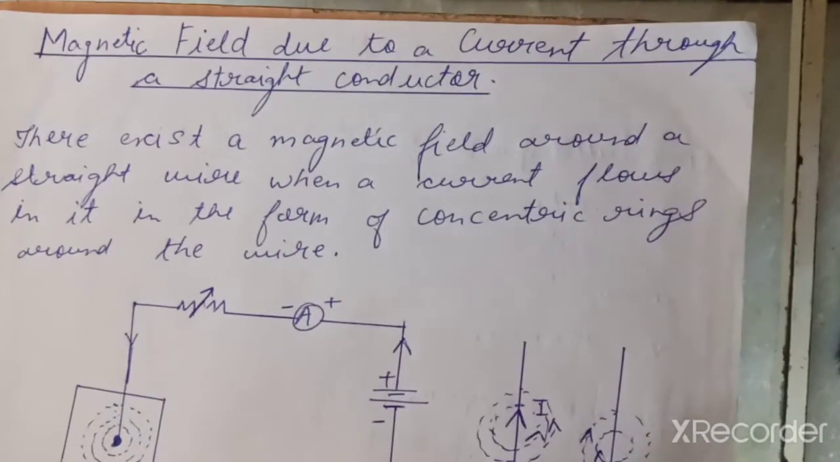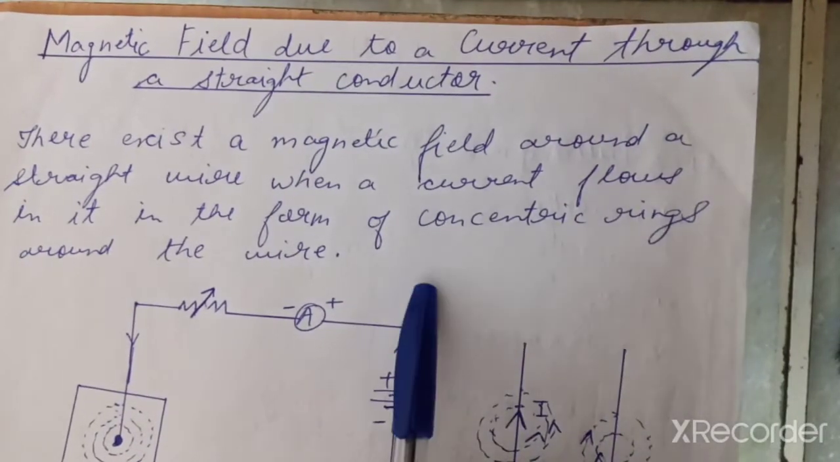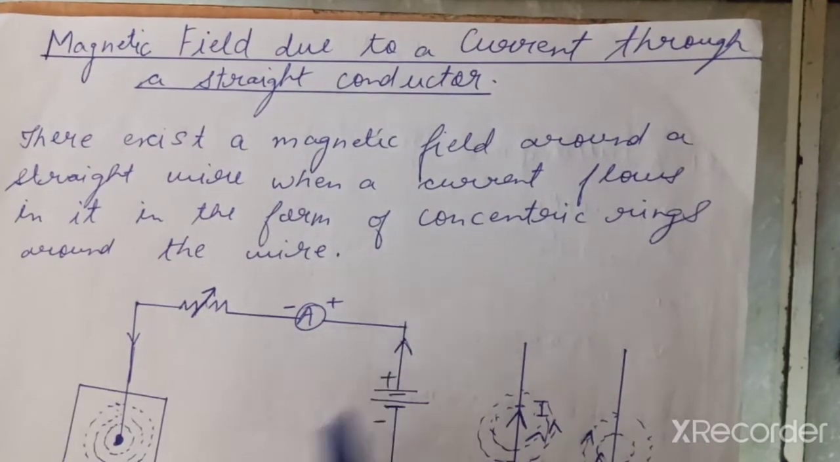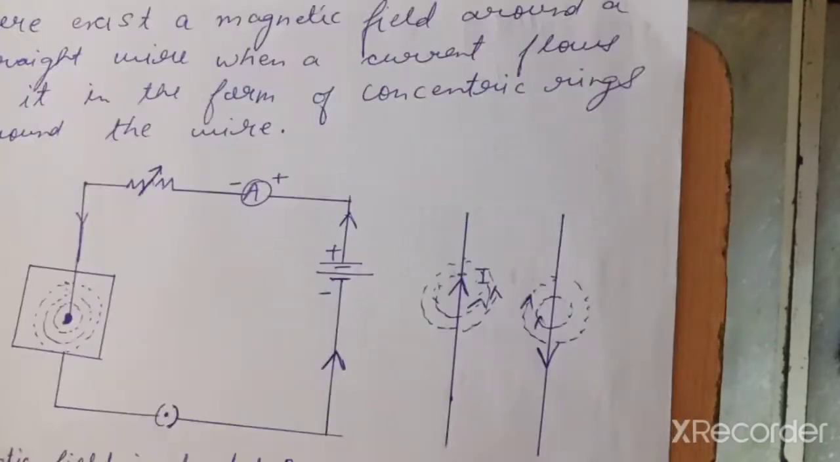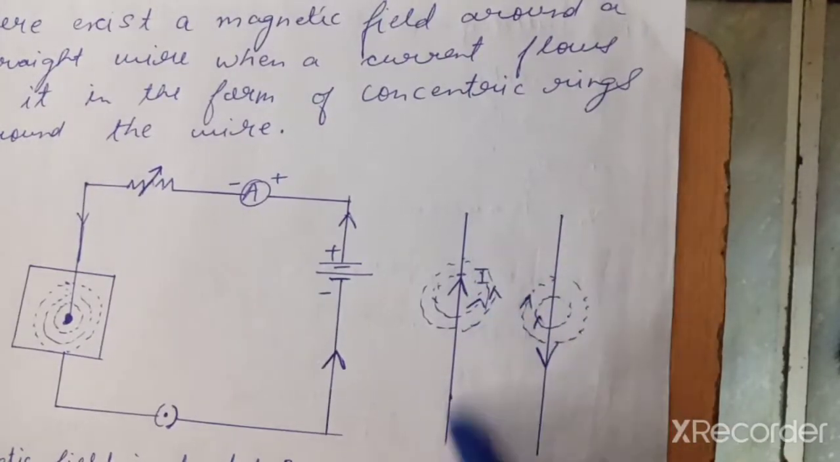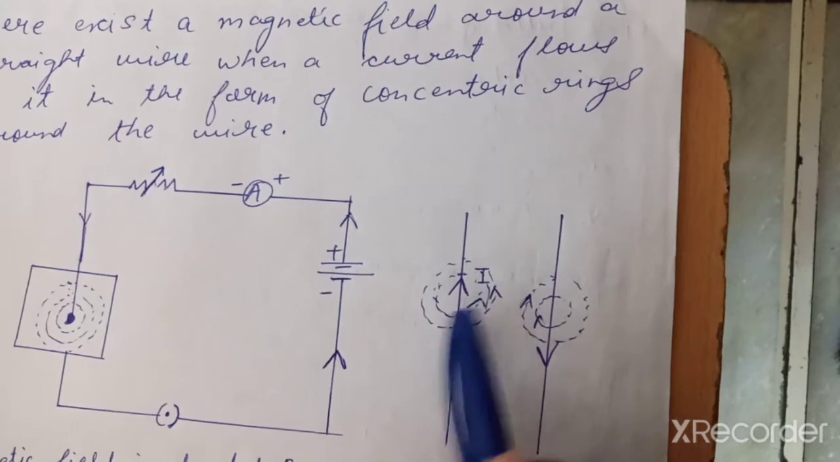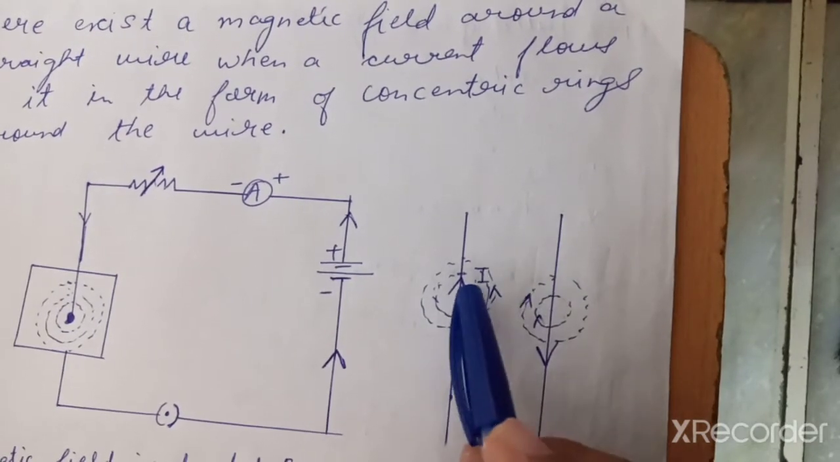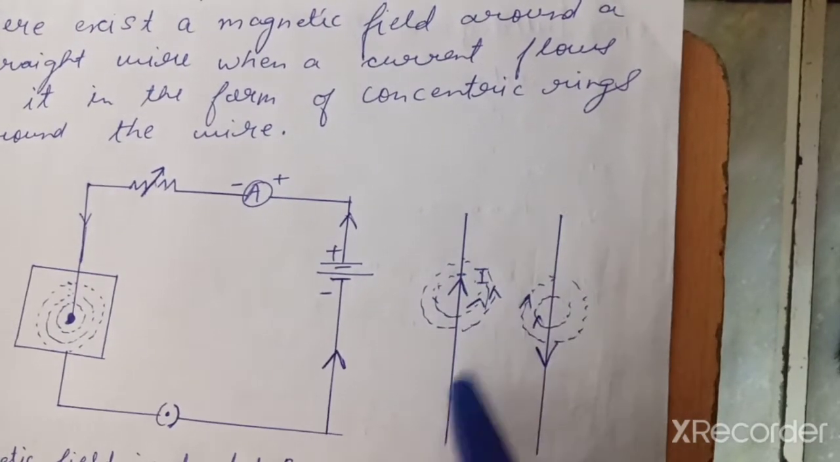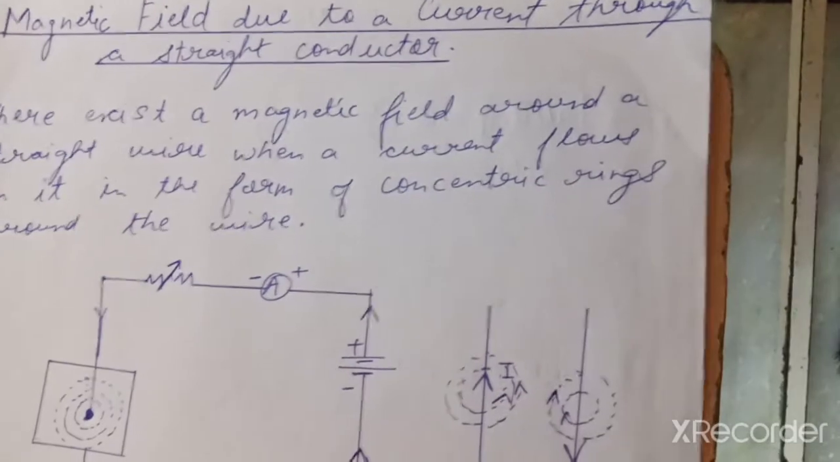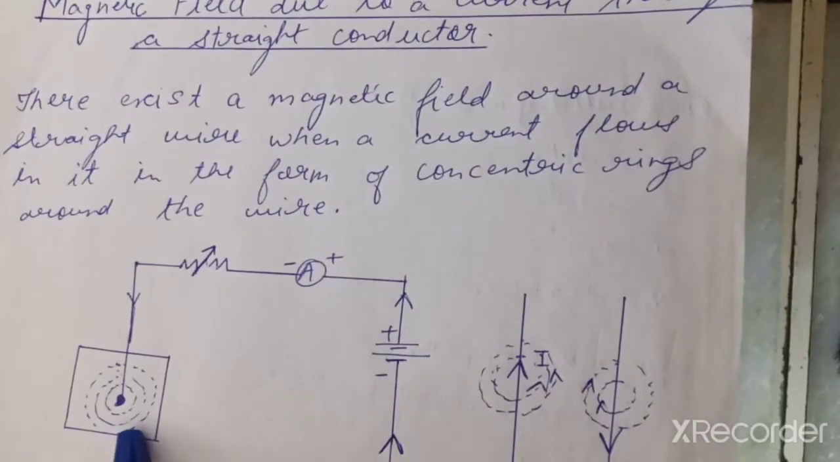Previously we did an experiment called the Oersted experiment. What Oersted did was see that in a current carrying wire, a magnetic field exists around it. Suppose this is a current carrying conductor. If the current I is flowing, then a magnetic field is generated around it. In this topic, the magnetic field due to a current through a straight conductor, we will study the direction of the magnetic field.